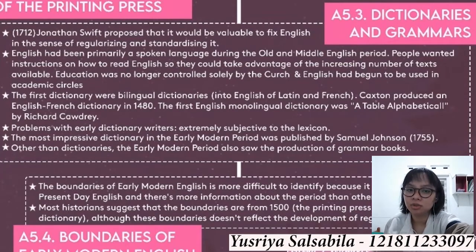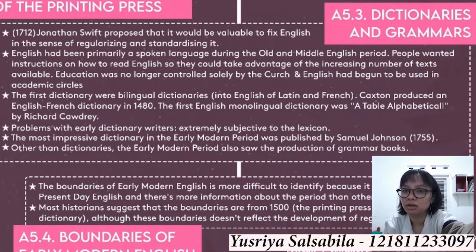So in 1712, Jonathan Swift, the author of satirical works, A Modest Proposal and Gulliver's Travels, proposed that it would be valuable to fix English. To fix the English language in the sense of regularizing it and standardizing it. The fixing of the language did at least reflect a growing need for some kind of description and explanation.